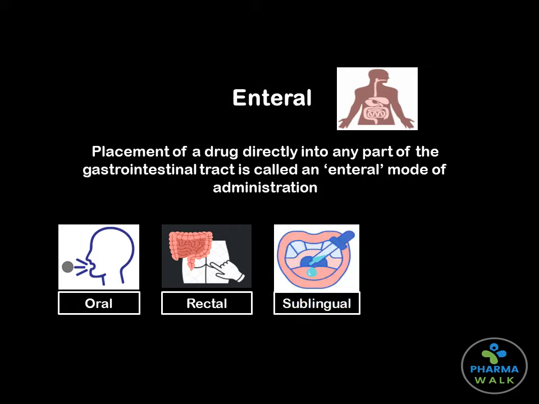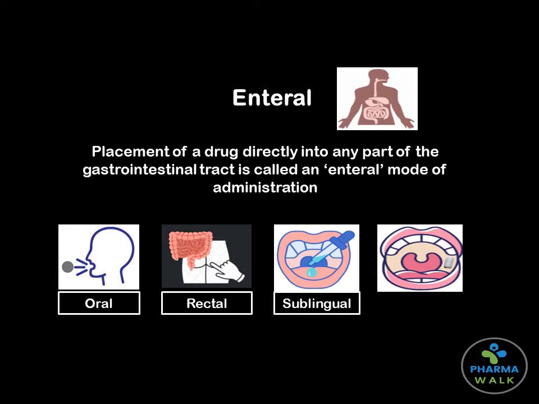Then inside the mouth, sublingual. Sub means below and lingual means tongue. So below the tongue. Then also the buccal cavity, placement of the drug in the buccal cavity. So how we can remember easily? ORSB: oral, rectal, sublingual, buccal. These are the four subtypes of enteral route.